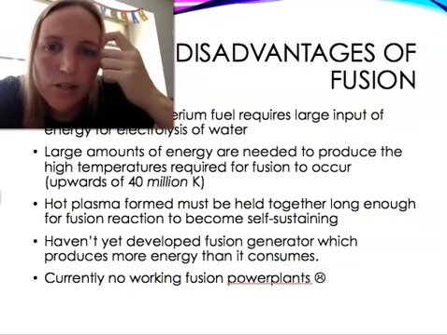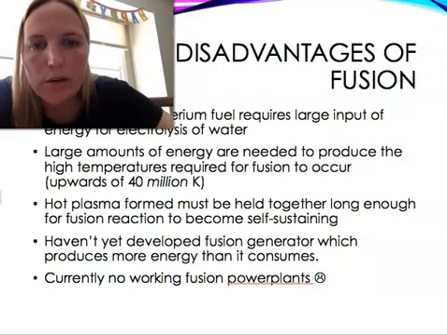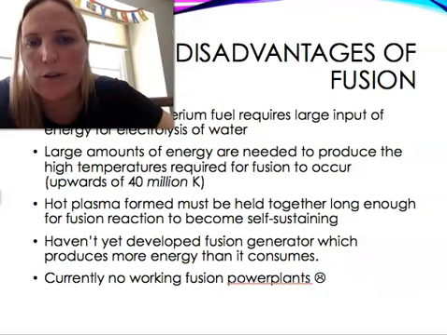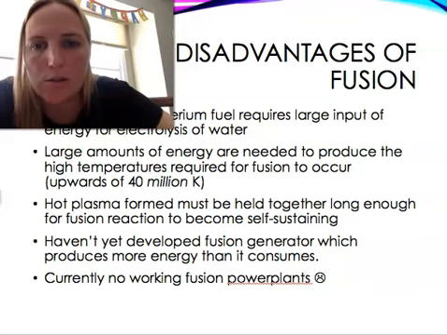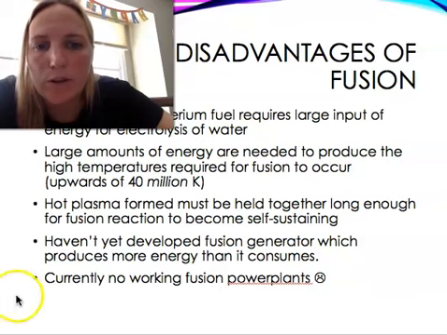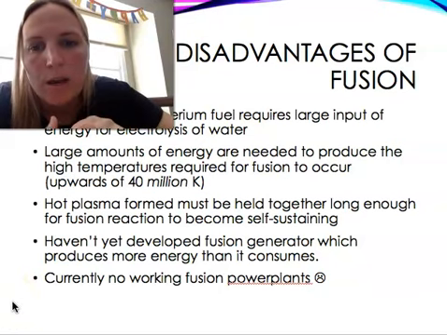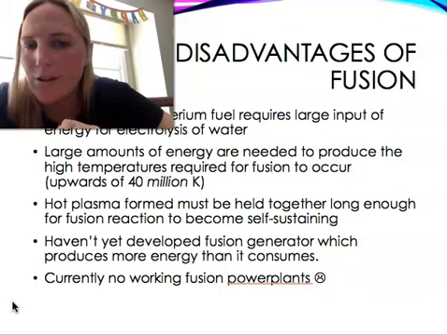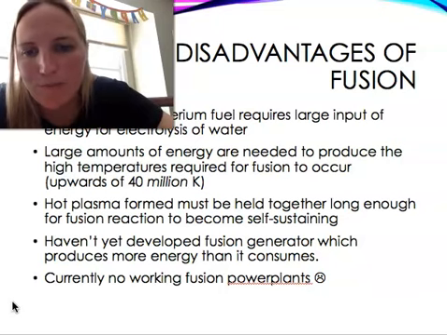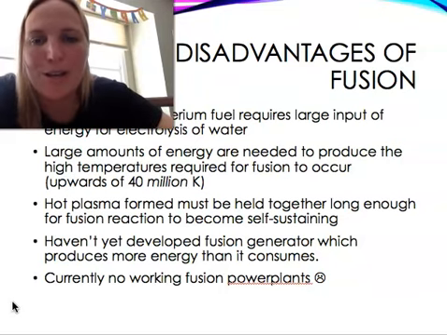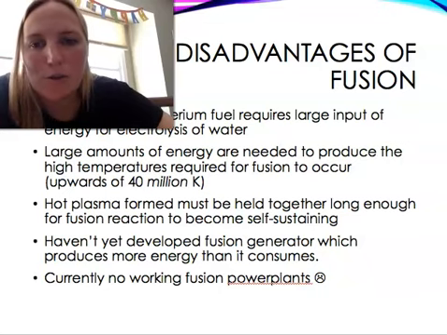What are some of the disadvantages? Well, the production of deuterium fuel requires large input of energy for things like electrolysis of water. Large amounts of energy are needed to produce these high temperatures for fusion to occur. Hot plasma must be held together long enough for fusion reaction to become self-sustaining. We haven't yet actually developed a fusion generator, which produces more energy than it consumes. And currently there's no working fusion power plants.